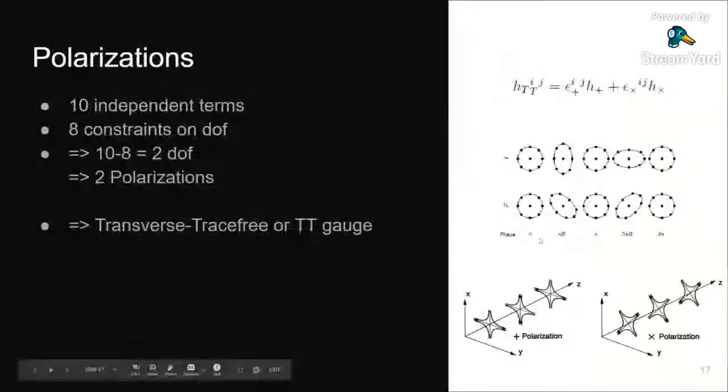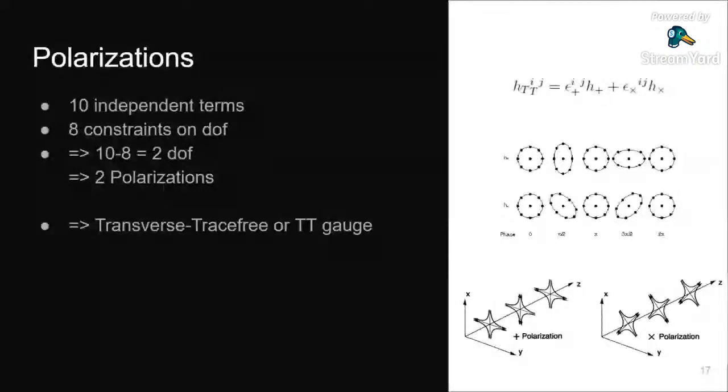Now, out of 10 independent terms, there are 8 constraints, which leaves us with 2 degrees of freedom for the wave. These two degrees of freedom can be seen as two polarizations of the waves. The polarizations are something like this. The elongation and the compression of the wave can be along the axis or can be totally off the axis. These are the two polarizations. The first one being the plus polarization, and the next one being the cross polarization.